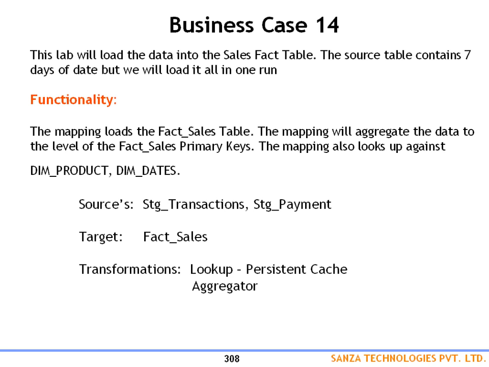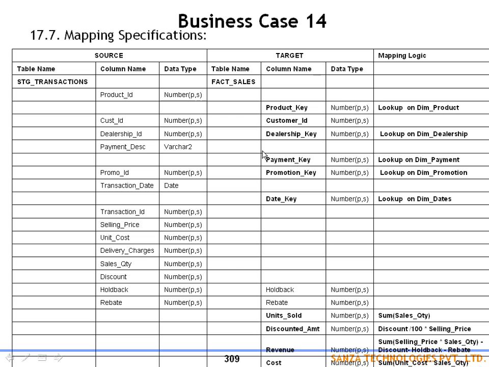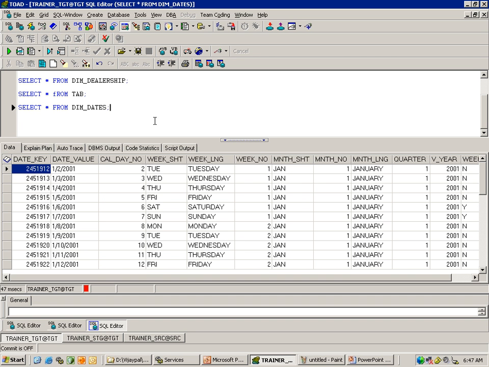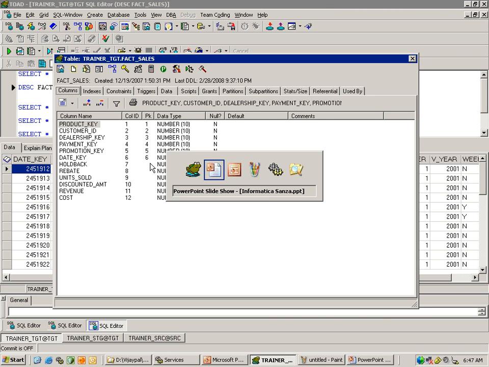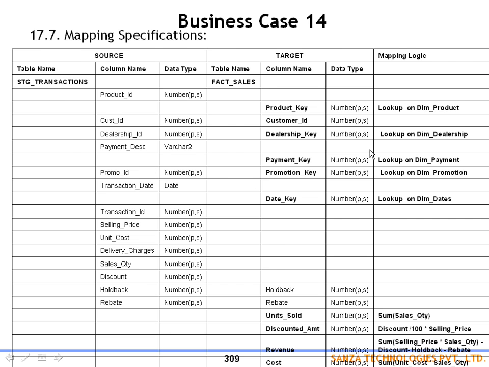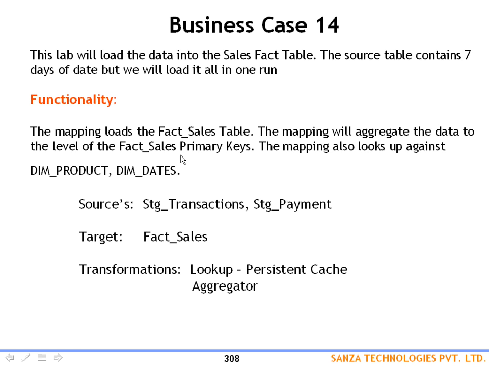Then as per my requirement, I need to aggregate the data to the level of the fact sales primary keys. These are all the primary keys in my fact sales. So these are all not null and primary keys. Based on this, we need to do aggregation. So what is aggregation of data?